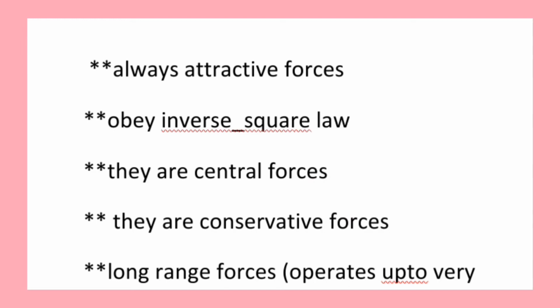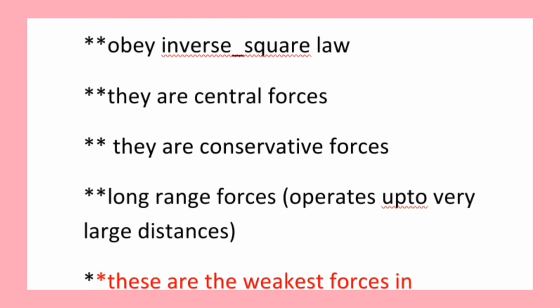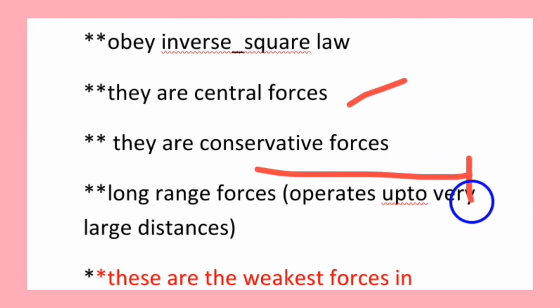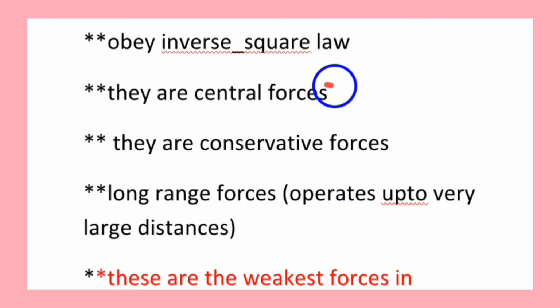Next point, they are central forces. Gravitational forces are central forces. They act along the line joining the centers of two bodies, masses m1 and m2 if you consider them at this point, and these forces act at the center of the two bodies. Since they are central forces, they are conservative forces.